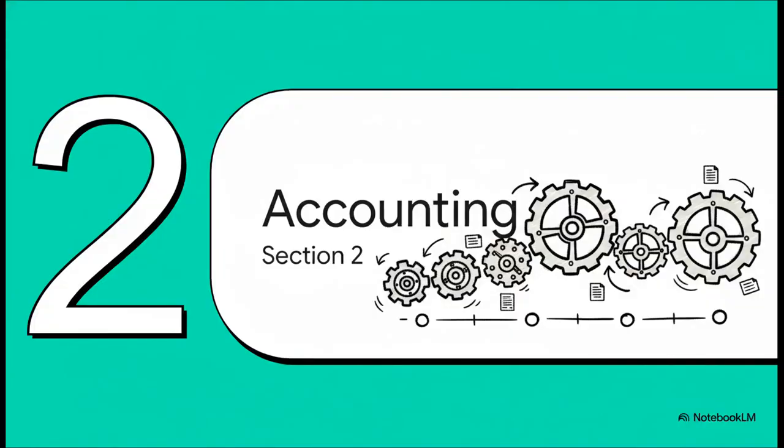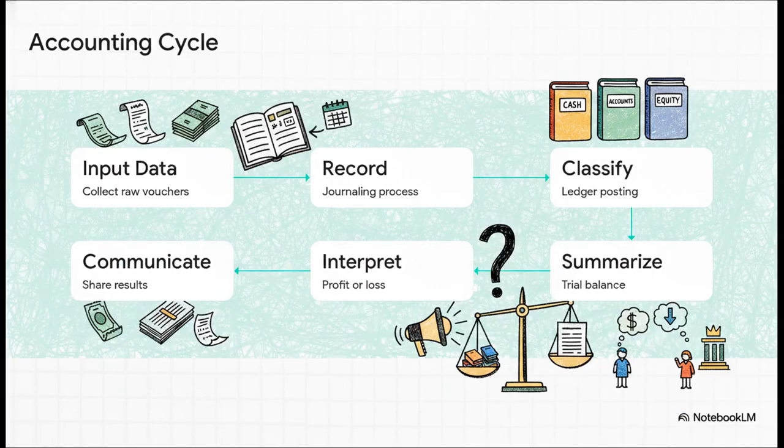Moving right along to Section 2, the systematic accounting cycle. Let's see how this builds into a step-by-step machine. Take a look at this perfect chronological path that financial data takes. It transforms all the way from raw input to finalized communication. Step 1, you start with the raw input data, your physical bills or vouchers. Step 2, you record those inputs chronologically into a journal. Then step 3, you classify them, taking all those similar transactions and dumping them into specific ledgers, like a cash account. Step 4 is summarizing all those ledgers into a trial balance and final accounts.